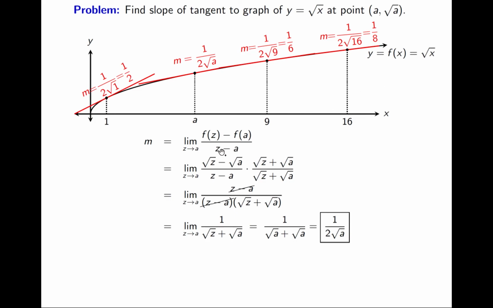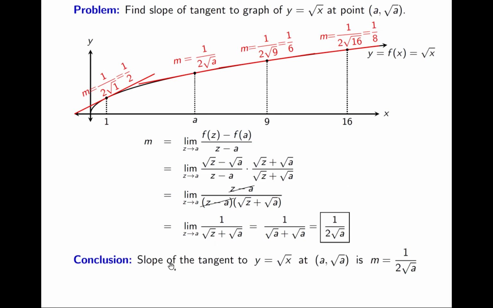So by working out this limit for slope with a generic a, we get a formula for slope that has an a in it. So in a sense, we're working out all the different limits for all the different values of a in one fell swoop right here. We get all of the slopes. You just plug in the a. So our conclusion is the slope of the tangent line to y equals the square root of x at the point a, square root of a, is m, which is 1 over 2 square root of a. We've got a general formula for slope for this f of x.